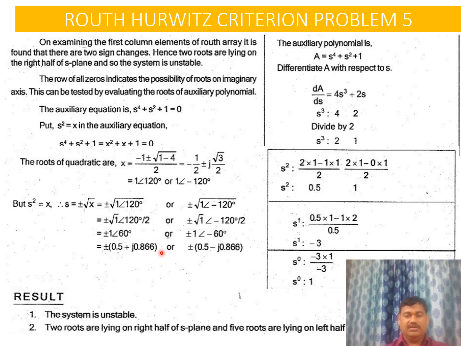So the system is an unstable system. Why is the system unstable? Even if you observe one sign change in the first column of Routh array, the system is unstable. But in the problem, we observe 2 sign changes in the first column of Routh array. So 2 roots lie on right half of S plane, remaining 5 roots lie on left half of S plane. The system is an unstable system.